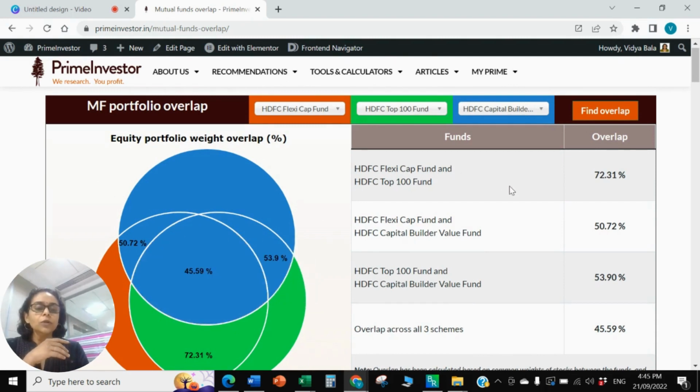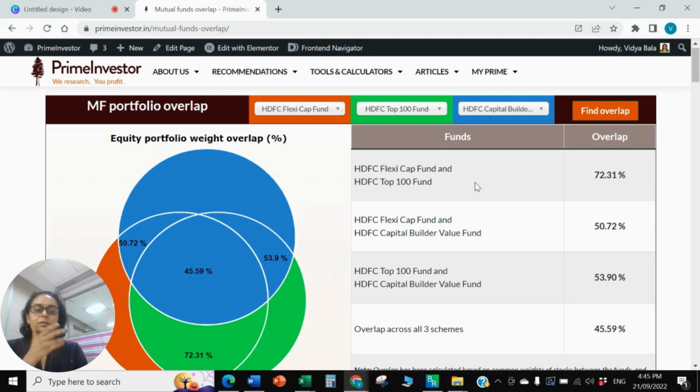Now let's break this down and get into individual funds. Where is this high overlap coming from? You will see between Flexi Cap, which was earlier the erstwhile HDFC Equity, and Top 100, you have a huge 72% overlap, right? That is really high.